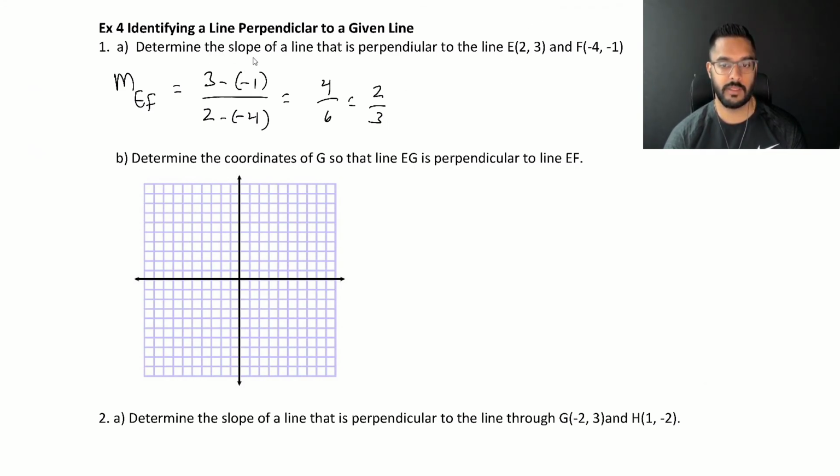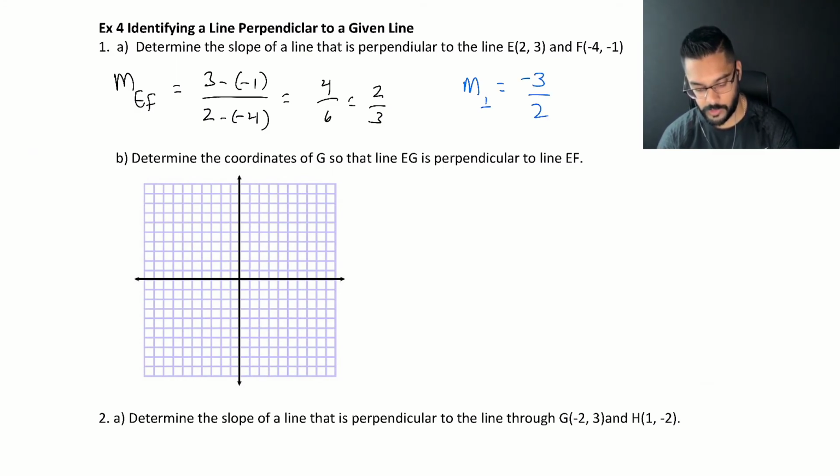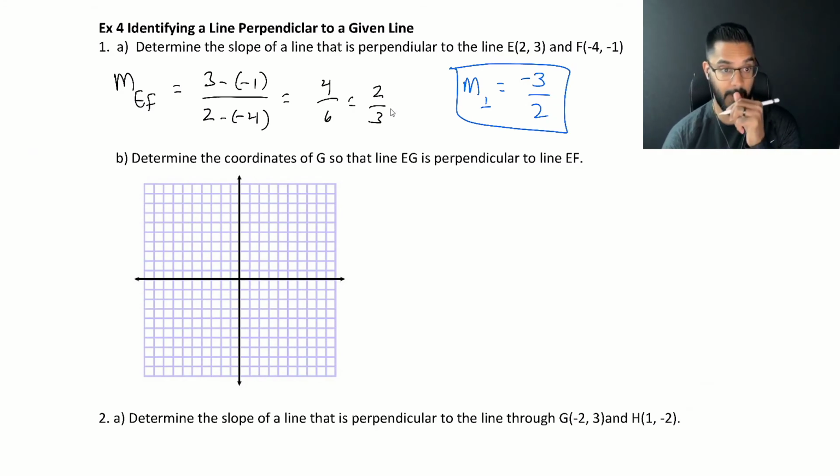Now if we're determining the slope of a line that's perpendicular to it, we need to take its negative reciprocal. So that means the perpendicular one is going to be negative 3 over 2. Take the reciprocal and change the sign, which we've done. Now for B, we're asked to determine the coordinates of a new point called G so that the line formed by points E and G is perpendicular to the line formed by E and F.